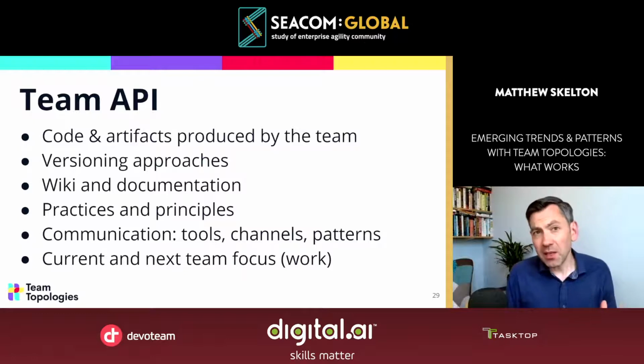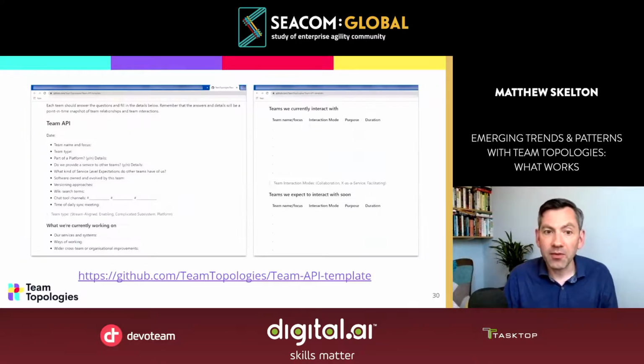It might be a wiki page, just might be that, but we list a whole load of stuff that relates to our team. What do we produce? What kind of versioning approaches do we have? What kind of practices and principles are in place for us? How to contact us? How do we like to communicate with other people, and so on? And there's some examples online. If you're interested, if you search our GitHub repository, you'll find some stuff.